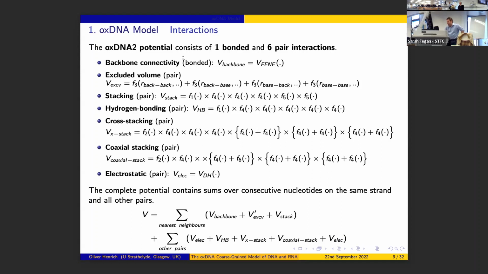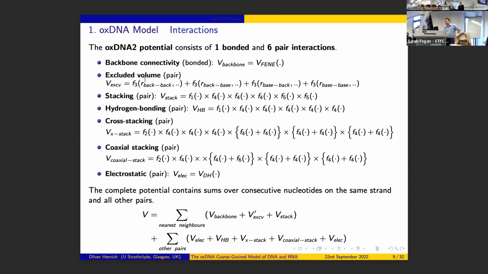And these potentials are then defined in this way here. The backbone interaction takes directly this FENE potential. It's probably the simplest. The others are constructed out of these modulation factors that we just saw on the previous slide. If you take the excluded volume interaction, you see it's this F3 modulation factor, and it's active between backbone sites of two nucleotides, but then also these cross terms between backbone and base interaction sites, or just between the base interaction sites. So it contains actually 4 terms.